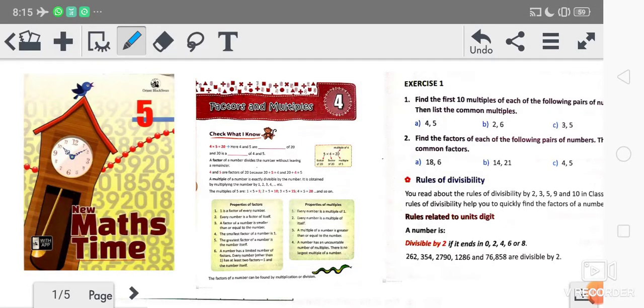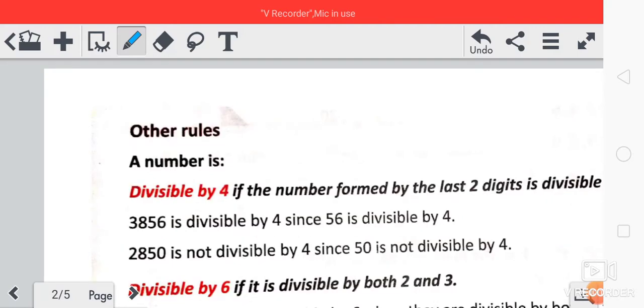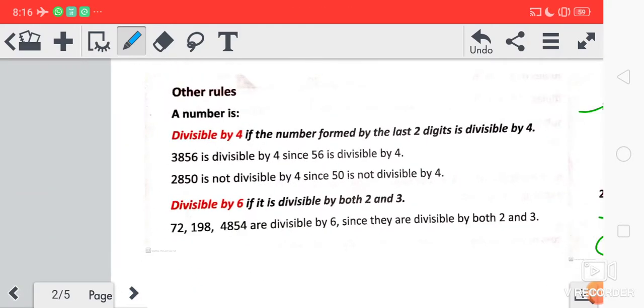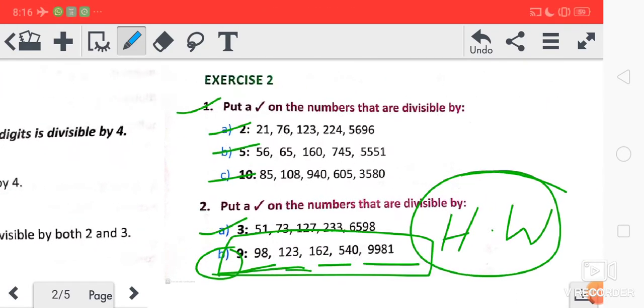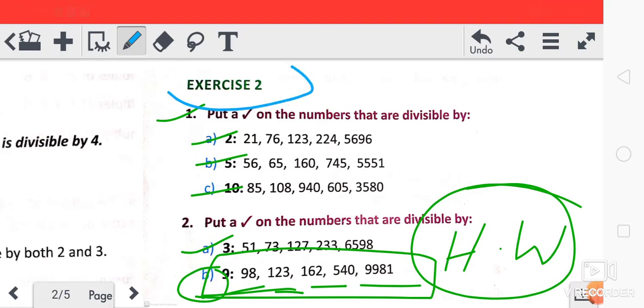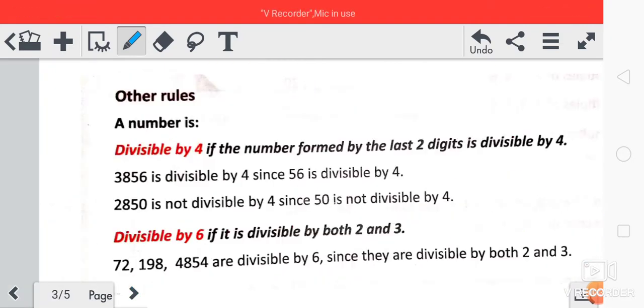This is Shashi here, and we are going to continue chapter number 4, that is factors and multiples. Exercise 1 already we have done, and we have seen the divisibility rule of 4, 6 and all. We have also done exercise 2, and question number 1 and 2 we have discussed already, and 2b I had given you as homework. Okay, now further we'll see.